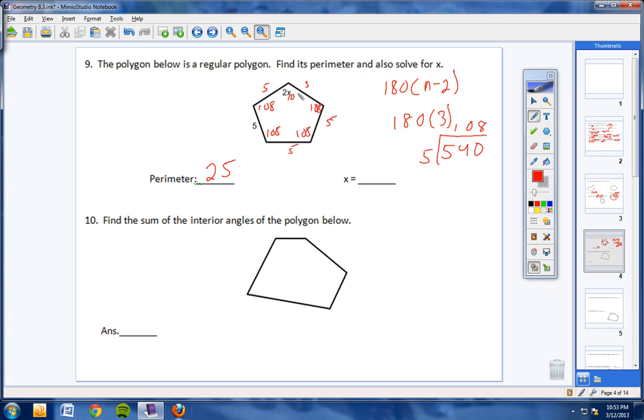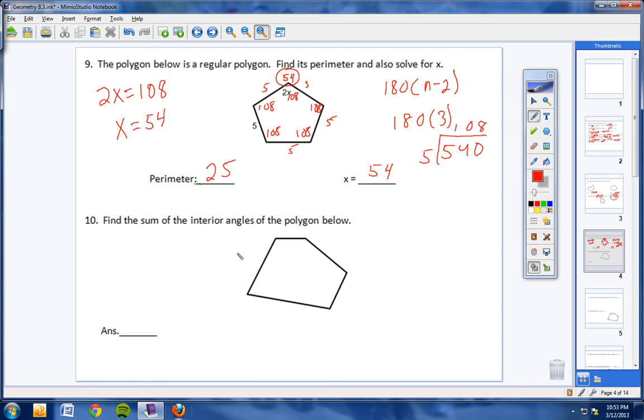This angle here is 108. So what would x have to be? 2 times something gives me 108. Well, x would have to be 54. Doesn't that make sense? Think about it. 2x has to equal 108. Divide both sides by 2, and x equals 54.